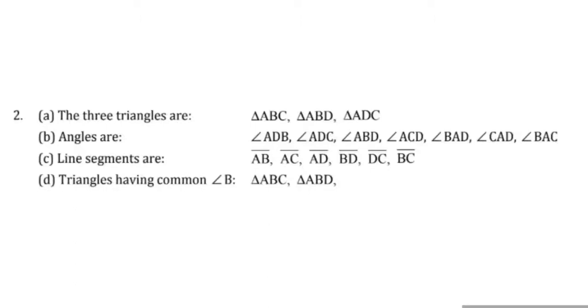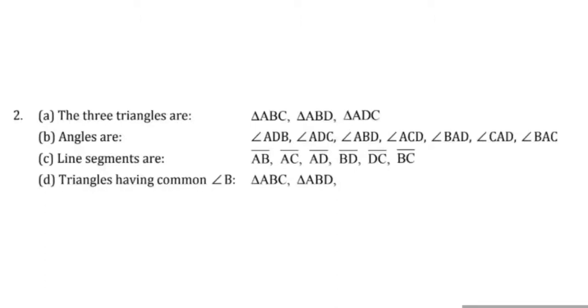Now you have to write the name of 6 line segments. See here: AB, AC, AD, DC, and BC. These all are the line segments. Next one, which 2 triangles have angle B common? So triangle ABC and triangle ABD. These 2 have common angle B.